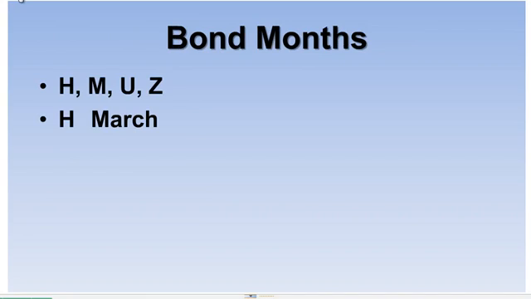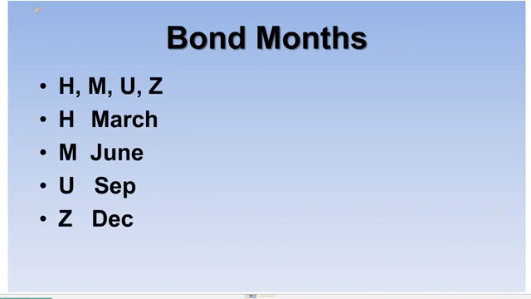Have to know how to avoid the whipsaw. So we'll talk about that in the bond market. So the H month is considered March. The M month is the same as the ES. That's exactly right. It's the same as the E-minis. So if you've traded the E-minis, you already know how to trade bonds. So it's March, June, Sep, and Dec.